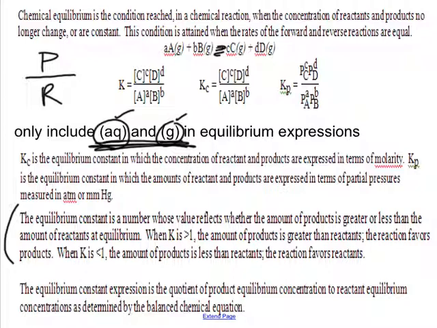So we take the concentration or pressures of the products, raise them to the coefficient in the balanced equation, and divide that by the reactants, raised to the coefficient in the balanced equation. Got it?